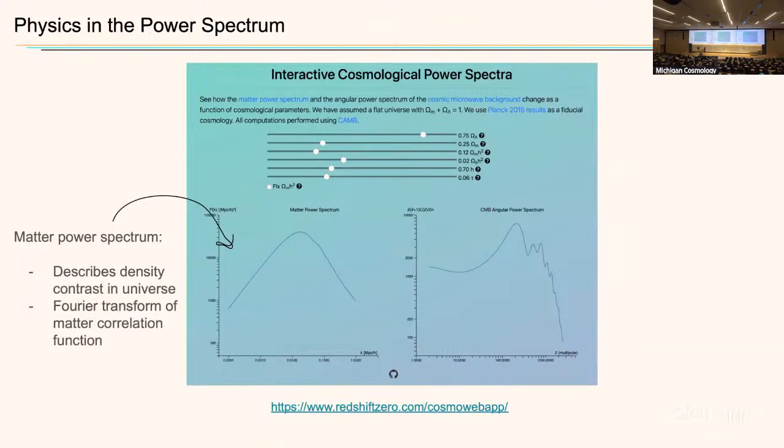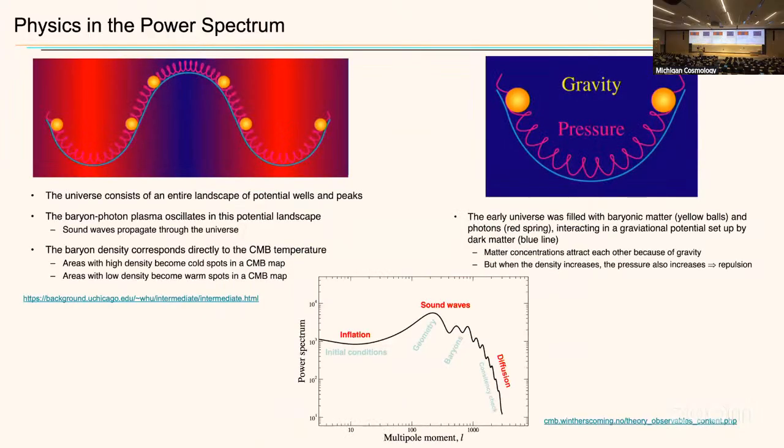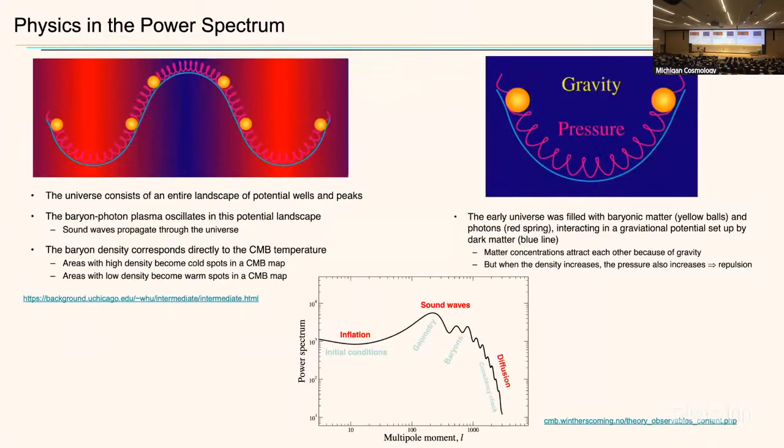In this tool, there's also the matter power spectrum. We're not really going to be talking about this today. There's a whole wealth of information in here that's really interesting if you're interested in digging in later. It describes the density contrast in the universe. It's the Fourier transform of the matter correlation function. So it kind of gives you the clumpiness. So neglect that from this conversation. But play a little with the sliders, and I'll keep talking, and then I'll have a question for you to answer.